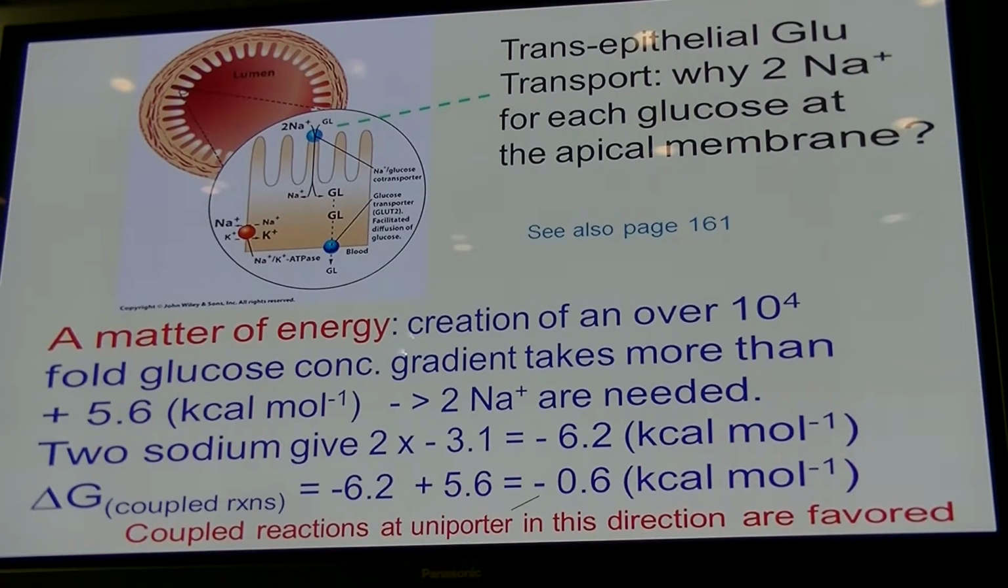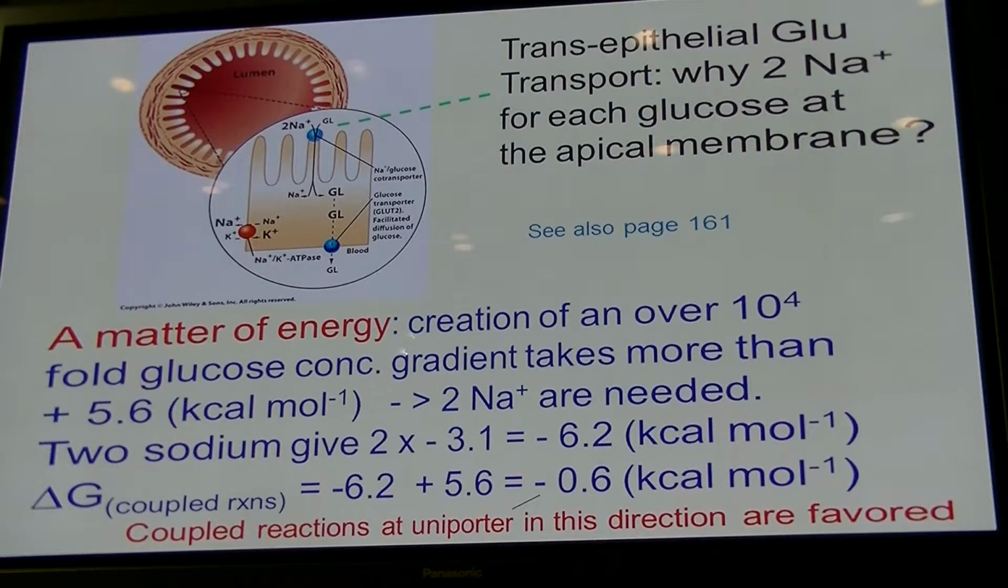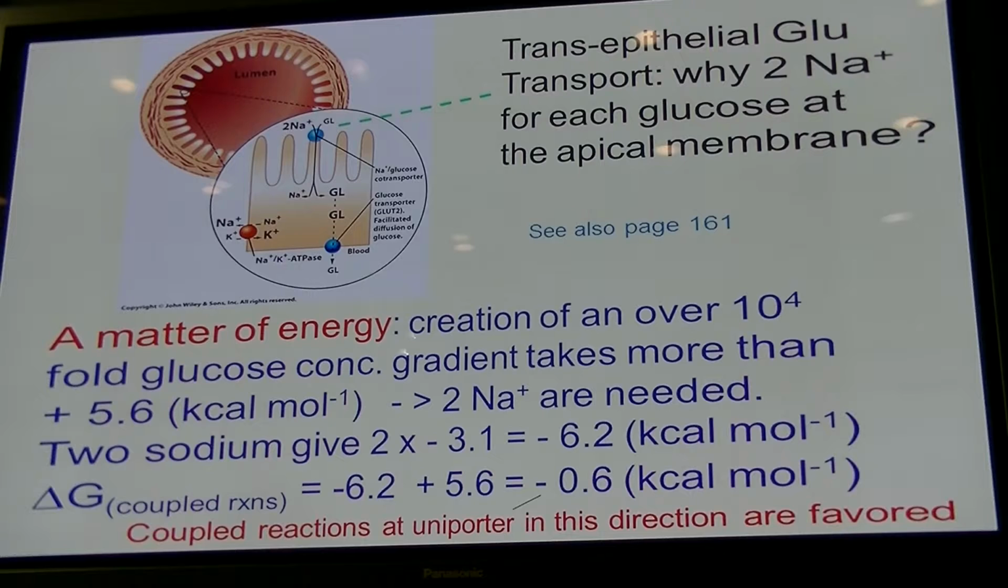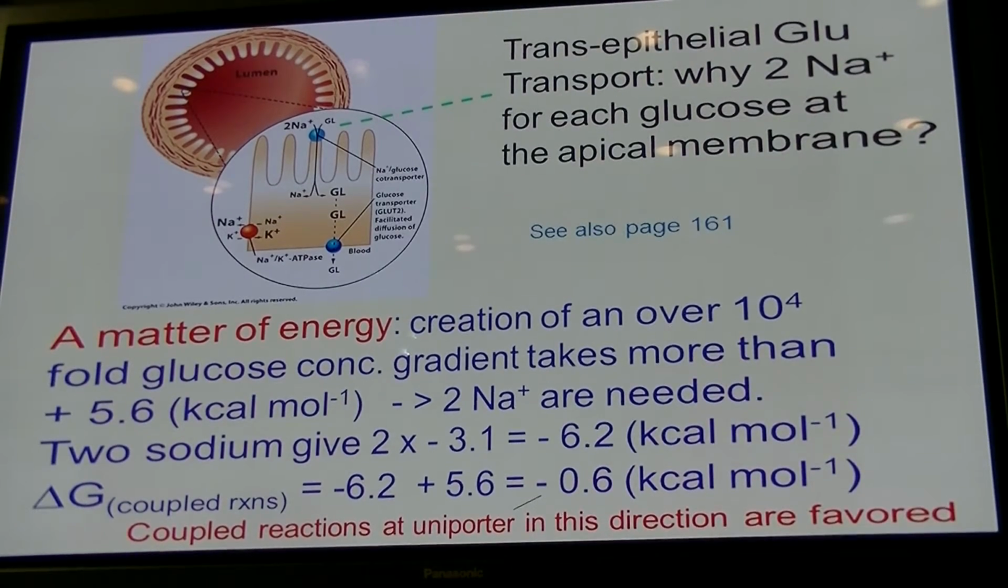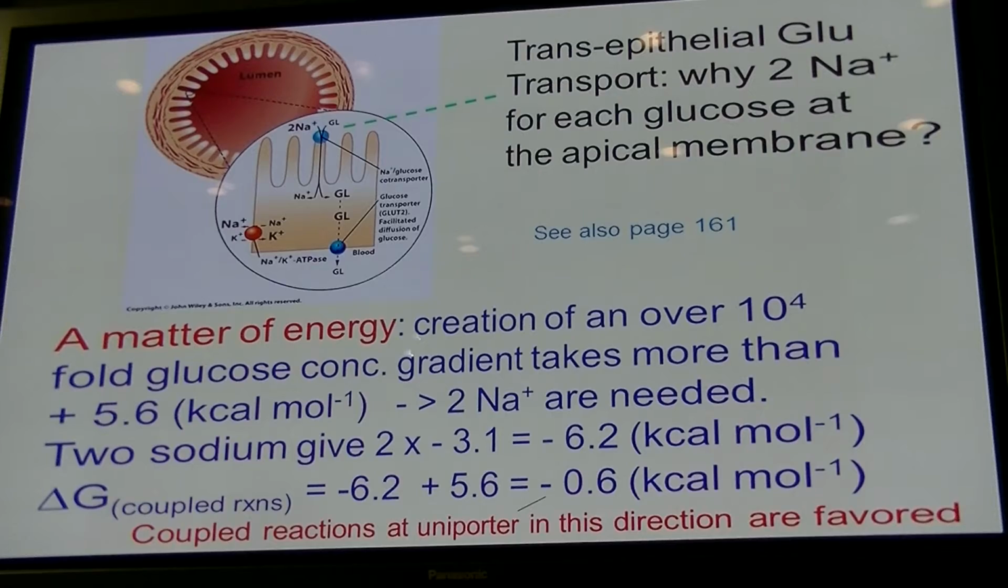If the total delta G was 0, would it not work? You mean if the total here is 0? Yeah. Well, then actually what's going on is the total reactions are at equilibrium, and then net flow is not happening anymore.